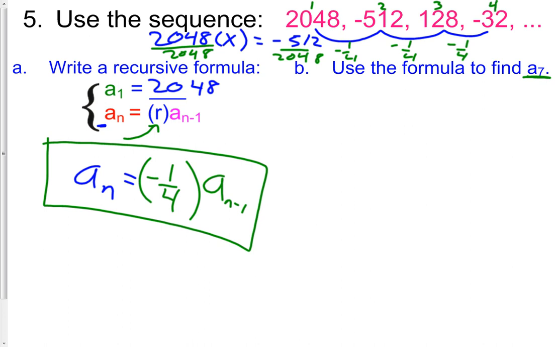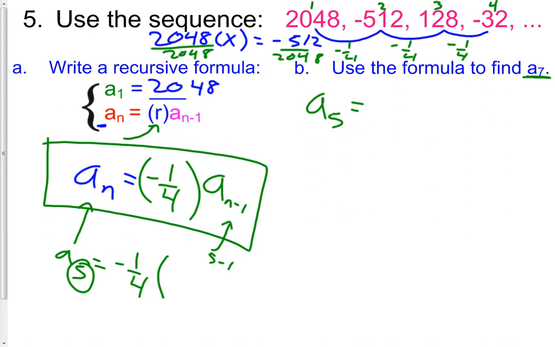So I'm going to start off by saying, what's the value of my 5th term? What's a sub 5? Well, if this right here is a sub 5, then that equals a negative 1/4 multiplied by a sub n minus 1. And if n is 5, what is 5 minus 1? Simply a sub 4. So to find a sub 5, I take a negative 1/4 multiplied by the value of my previous term, which is the value of my 4th term, right here, a negative 32.